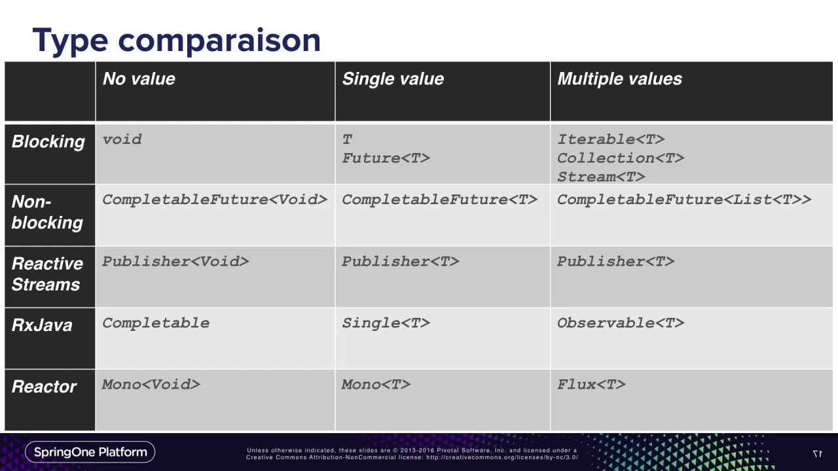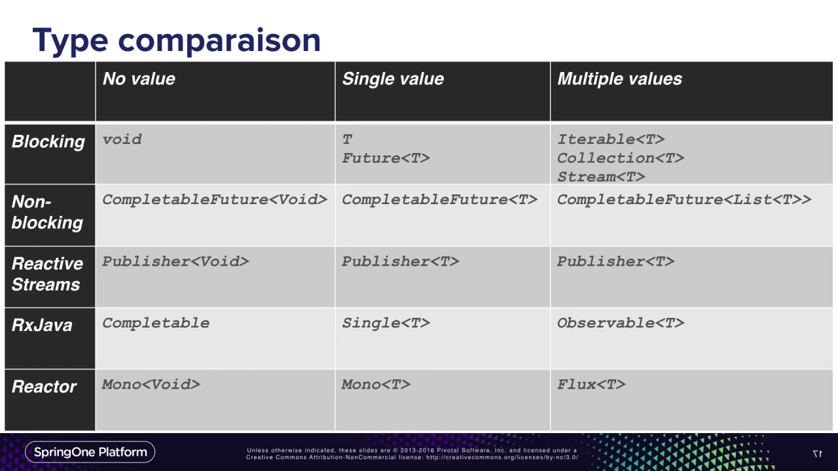So, unlike Stéphane, I'm not a native reactive guy. I had to learn all these things. When I started to work on that for the Spring Framework project, I was interested in comparing the various asynchronous types, because we already have some types in Java. And I have tried to classify them like that. So we have no value, single value, and multiple values.